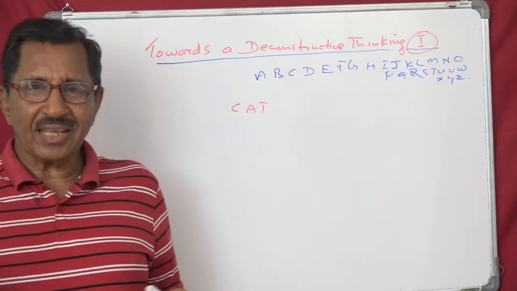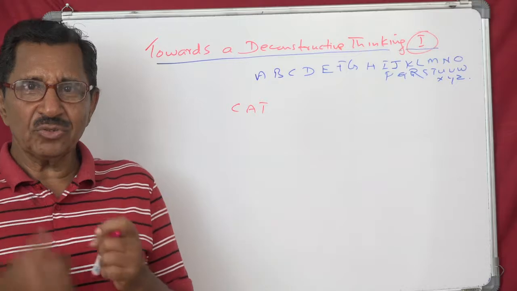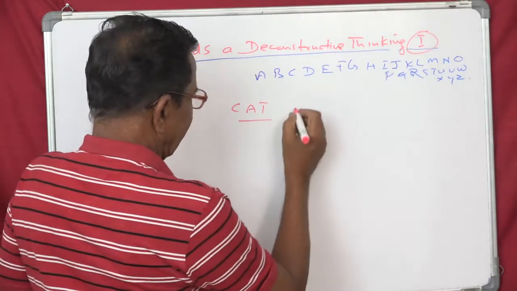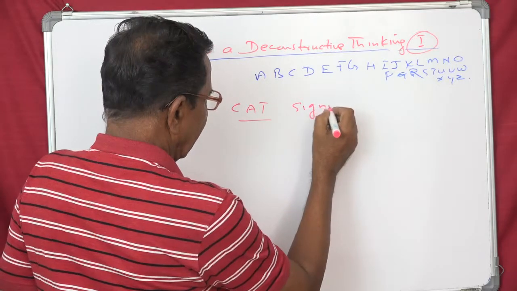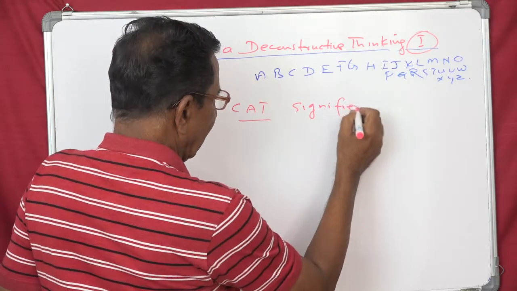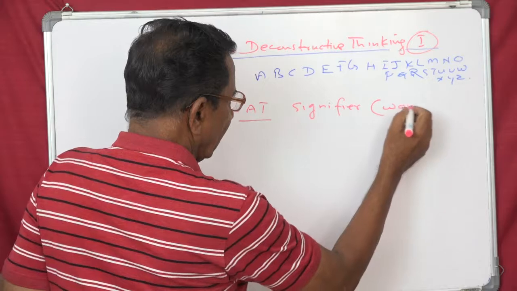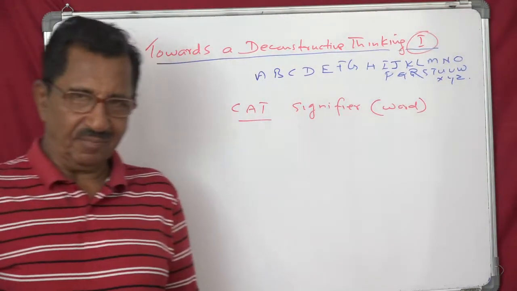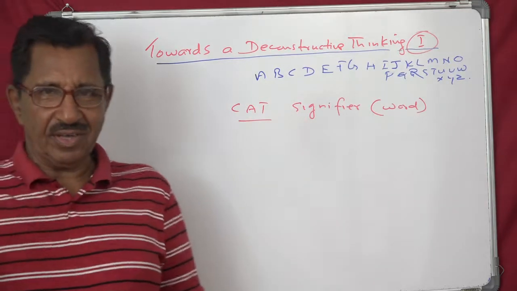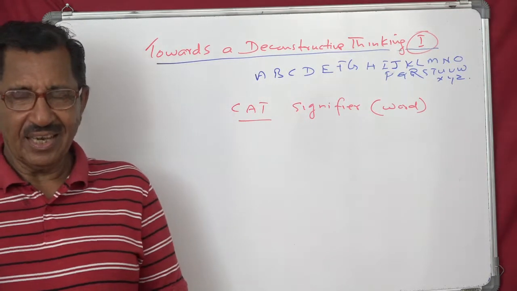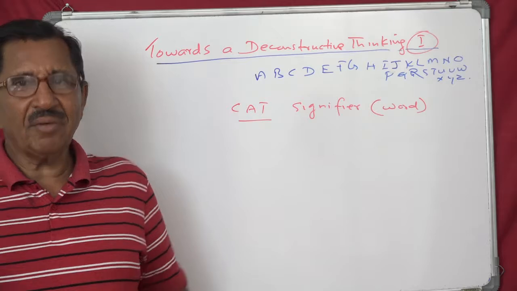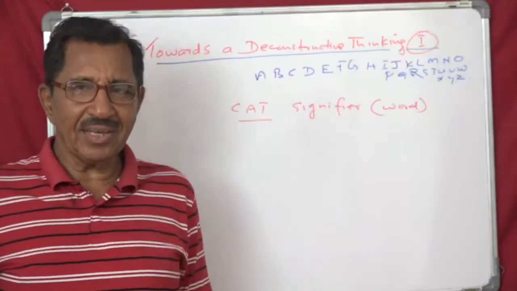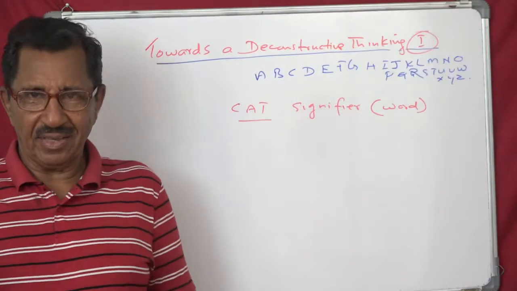Has it got any meaning? And Saussure says this is a signifier. Or in our good old vocabulary word, signifier. A word is the signifier. Alright. Has it got any meaning? No meaning. What is the meaning? C-A-T. Has C-A-T any meaning? No. Put them together? No meaning.